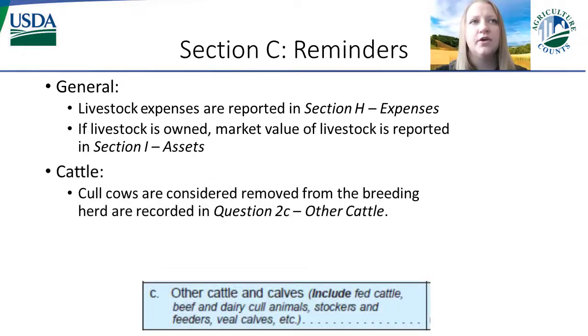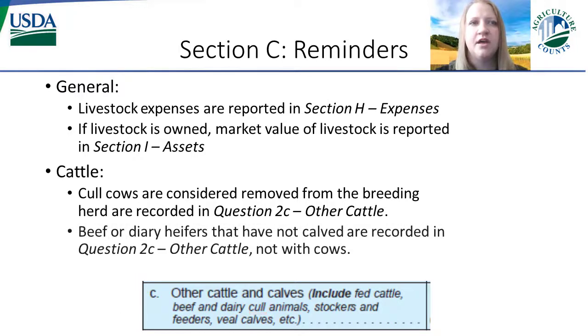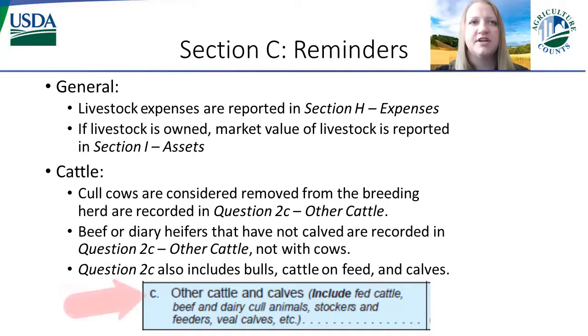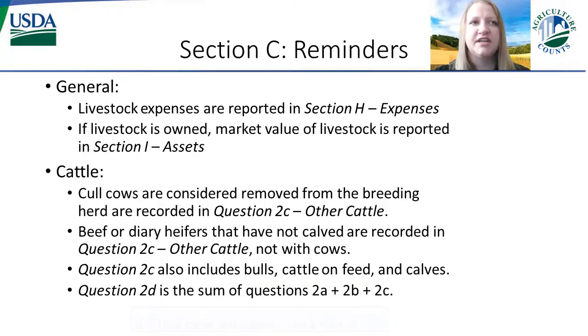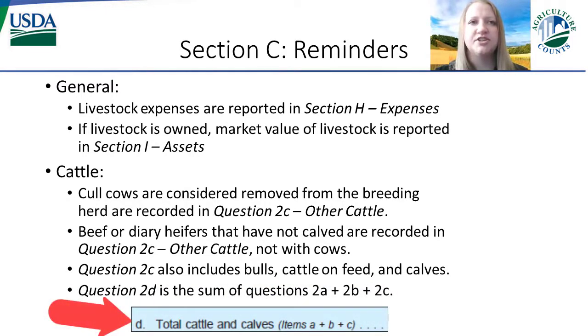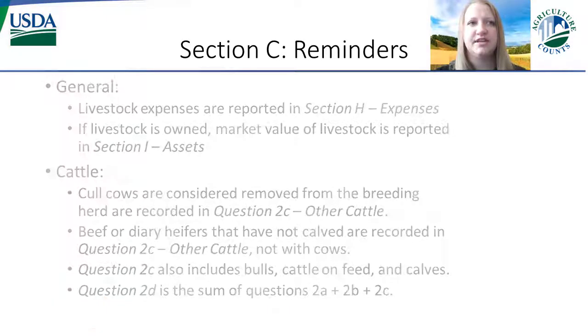For cattle, cull cows are no longer part of the breeding herd and should be reported in question 2C, other cattle and calves. Beef and dairy heifers that have not calved need to be reported in question 2C, other cattle and calves, and not in either beef or milk cows. All other cattle reported in question 2C include the cull cows and heifers mentioned above, as well as bulls, cattle on feed, and calves. Question 2D is the sum of the amounts reported in questions 2A, 2B, and 2C.